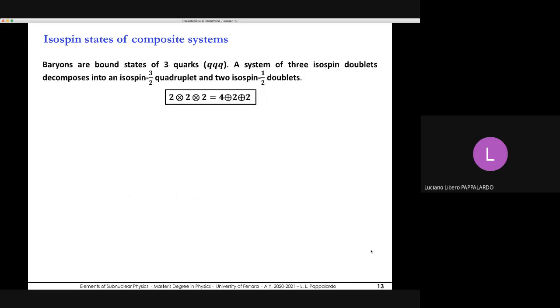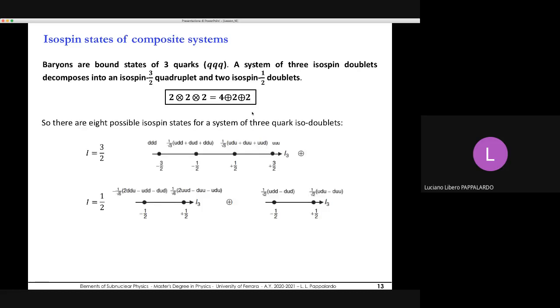So what about baryons? Baryons, as you know, are bound states of 3 quarks. So in this case, we have 3 isospin doublets, and based on group theory, they decompose into an isospin 3/2 quadruplet and 2 isospin 1/2 doublets. And this is the result. The quadruplet has I = 3/2, so it comes with 4 projections: -3/2, -1/2, +1/2, +3/2. And you see here the corresponding wave function in terms of up and down quarks. And the 2 doublets both have I = 1/2, but have different combinations of up and down quarks.